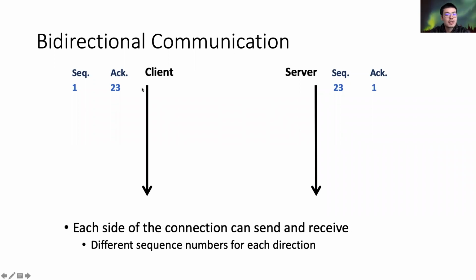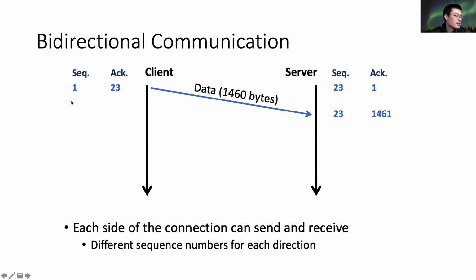So the initial sequence number of the client is 1. Oh, so I should use this. 1 is on this side. Well, the initial sequence number chosen by the server is 23. Okay. So that's the concept.